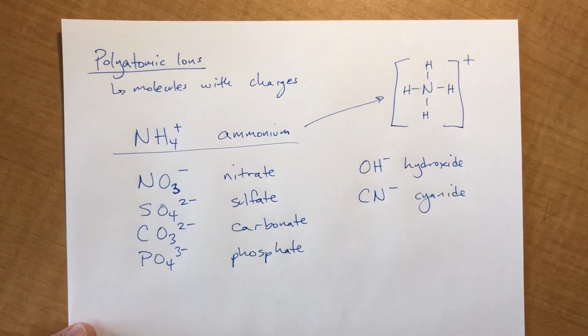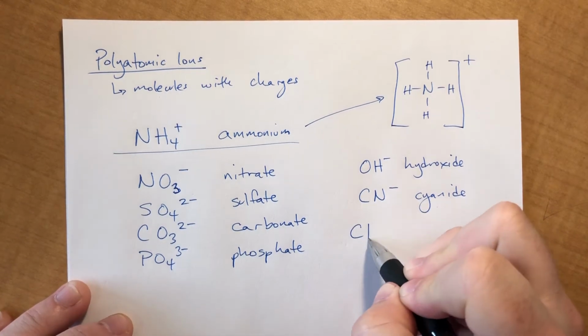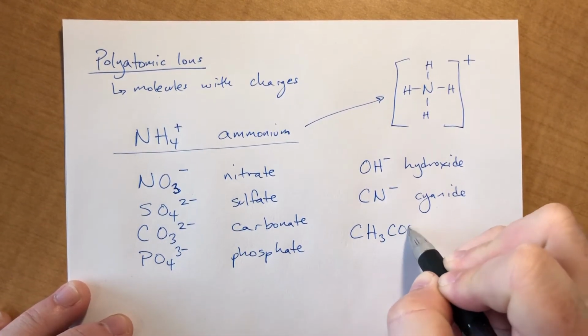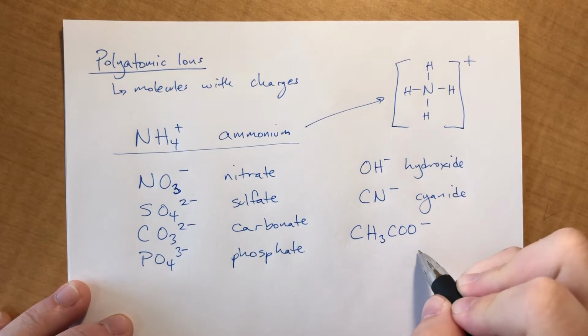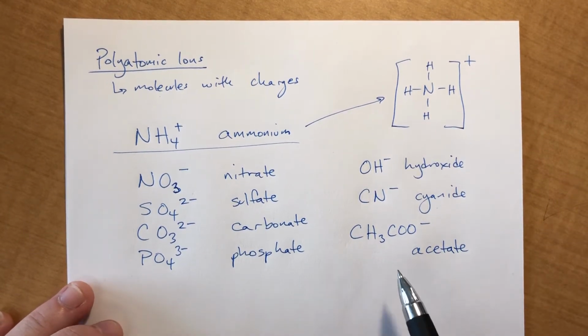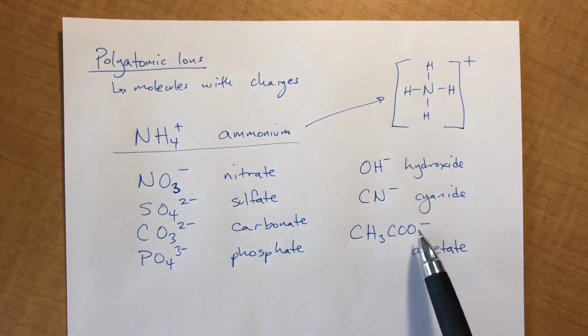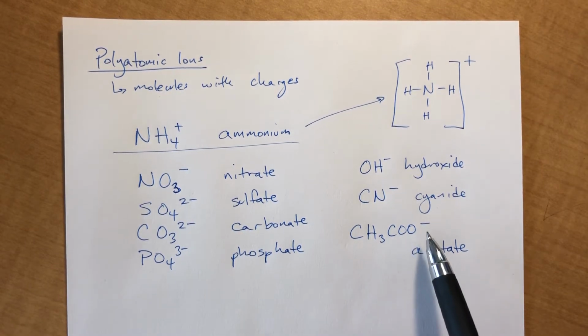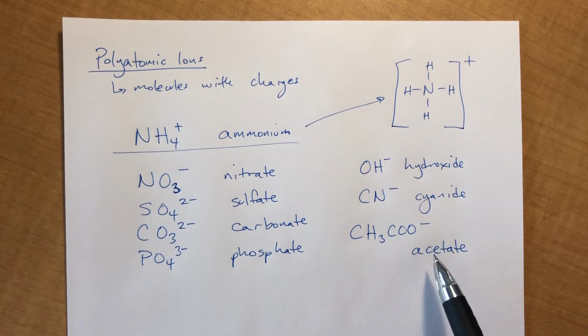Okay. The last one I'm going to mention is a little weird. It's actually an organic compound, so the structure looks a little different. This is acetate. Okay. If you had another H there and no charge, this would be acetic acid, which is what vinegar is made of. So this sounds like it's some weird, obscure compound.